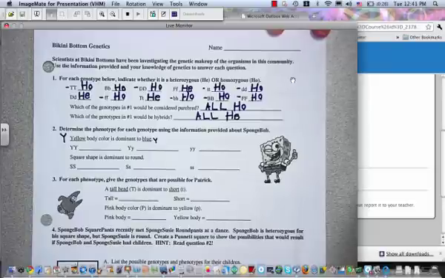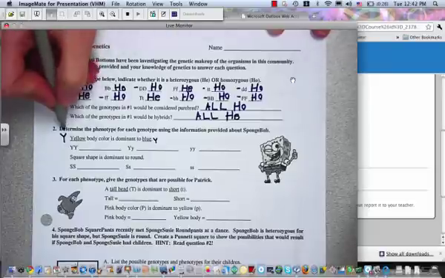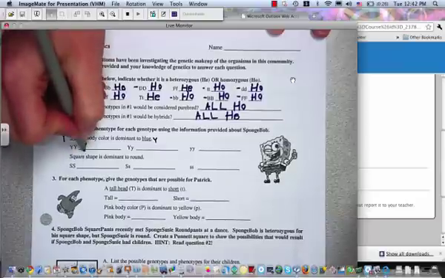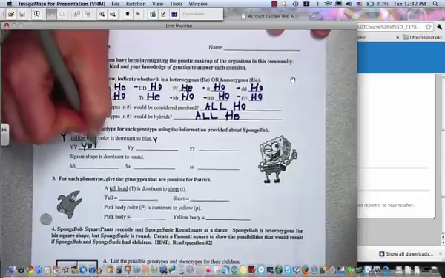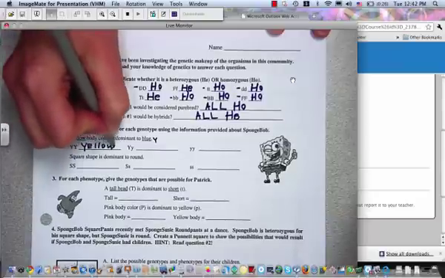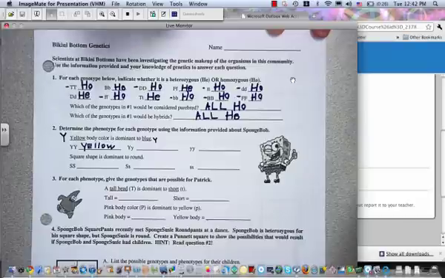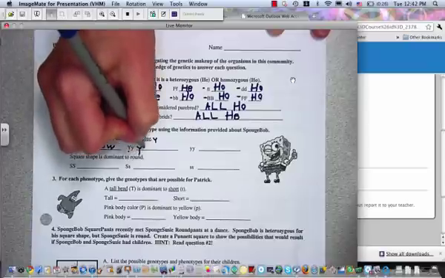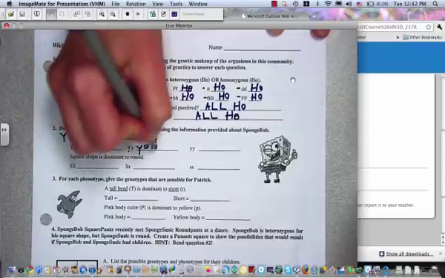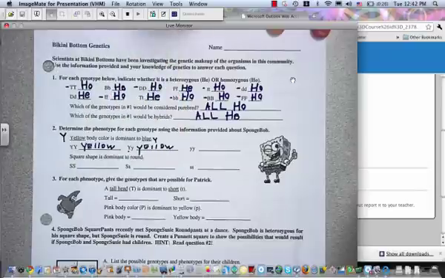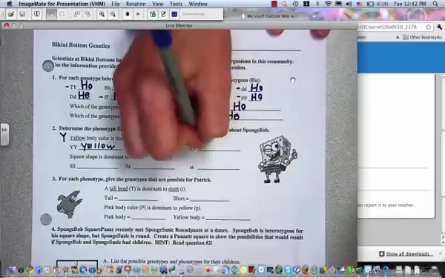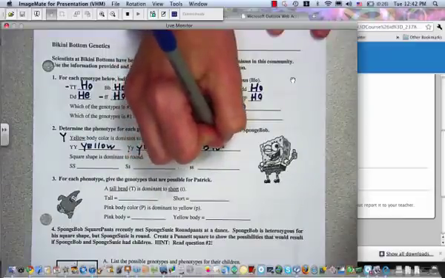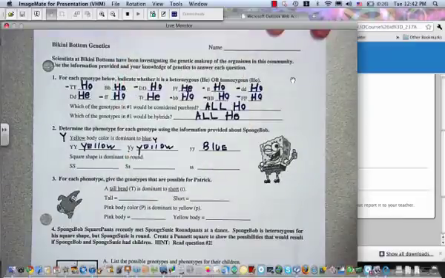The first one, two capital Y's, they're both dominant, that's yellow. The next one, heterozygous, there is a capital Y there, so it is also yellow. Homozygous blue, that's the only one that would show the blue color.